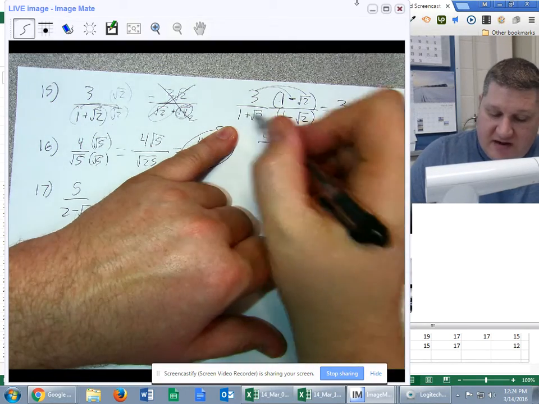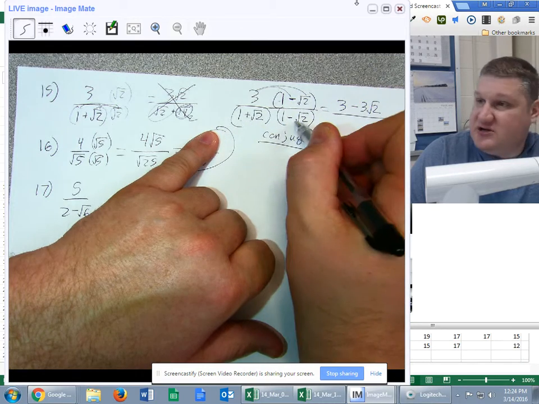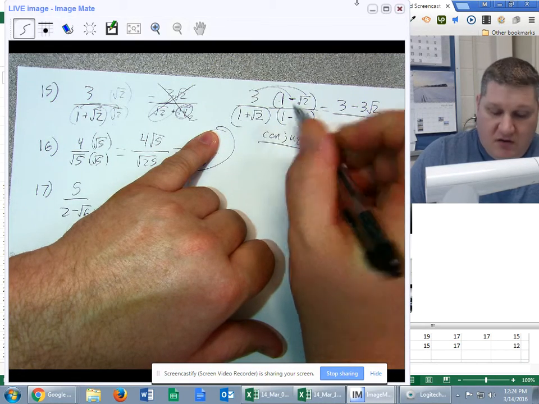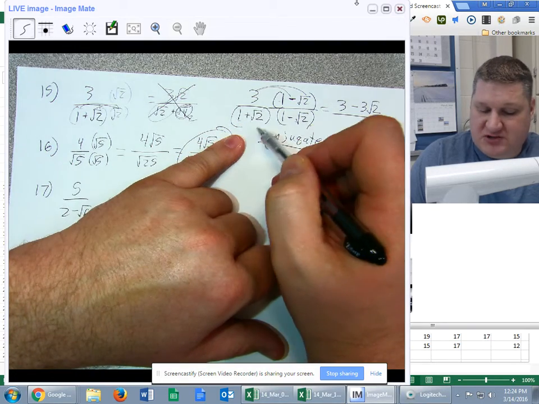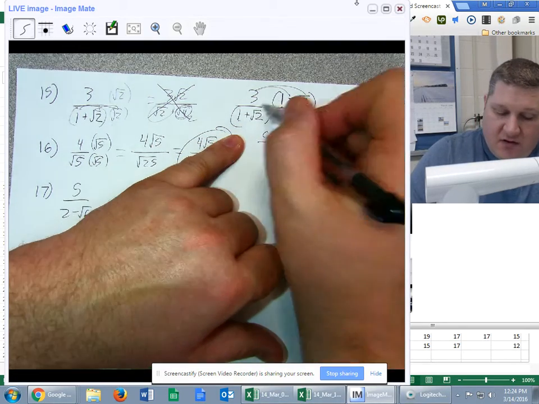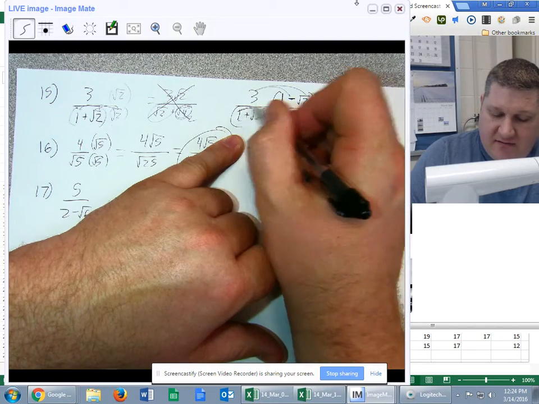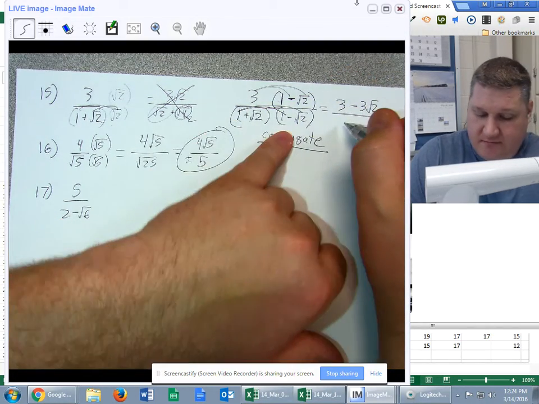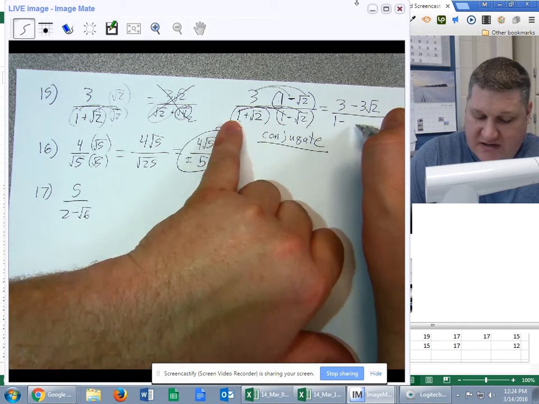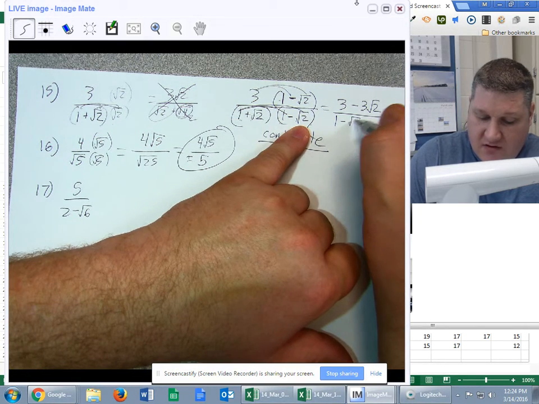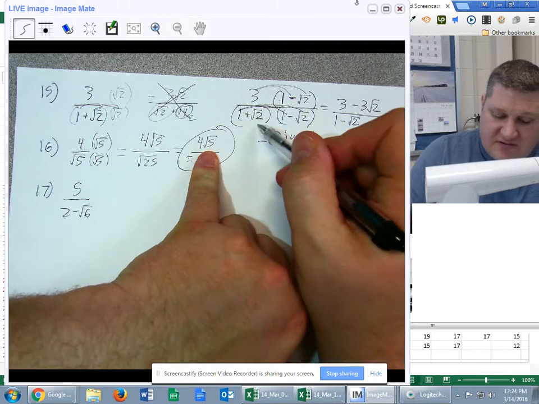So, down here on the bottom, do I have a 2-parter times a 2-parter? 2 parts times 2 parts. What do I have to do with 2 parts times 2 parts? Multiply it out. What's 1 times 1? 1 times negative root 2. Negative root 2. Once I'm done with that, give this away.